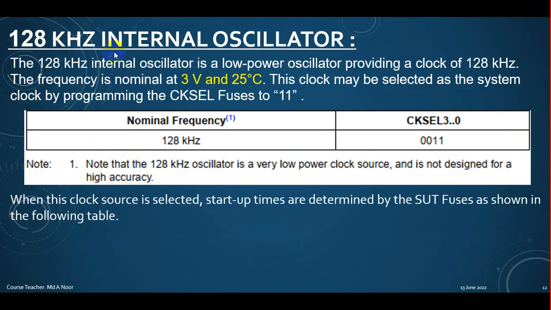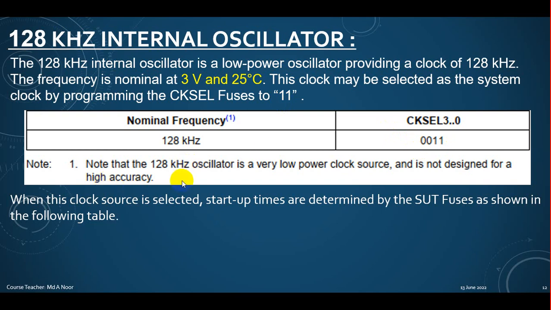So, 128 kilohertz internal oscillator. The 128 kilohertz internal oscillator is a low power oscillator providing a clock of 128 kilohertz. The frequency is nominal at 3 volt and 25 degrees centigrade. This clock may be selected as the system clock by programming the clock select fuses to 1 1. You see, this is the option.